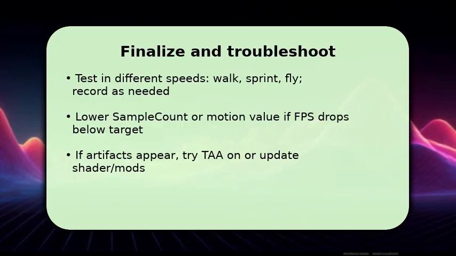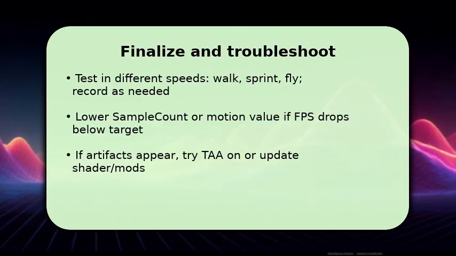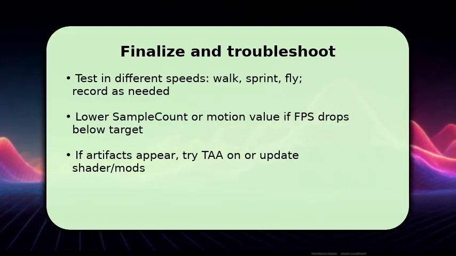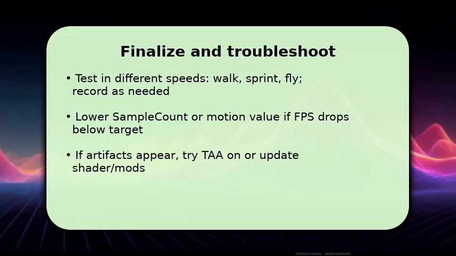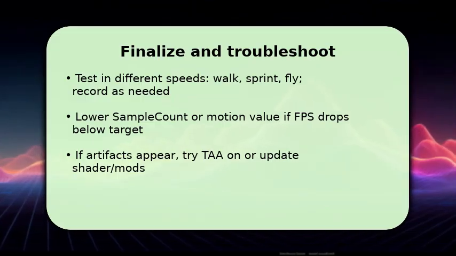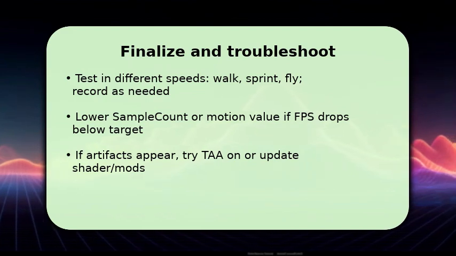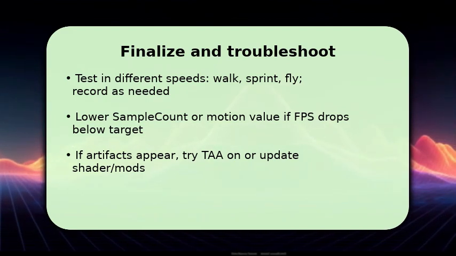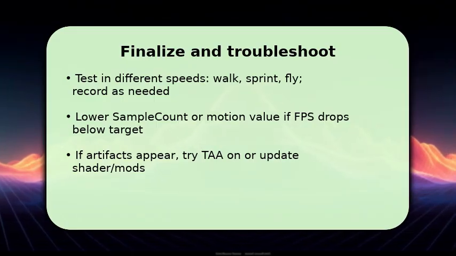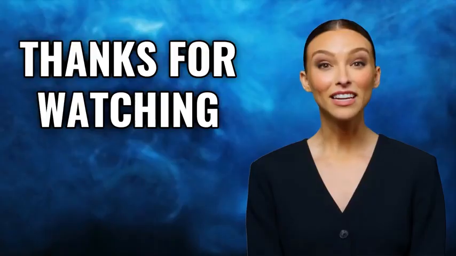If ghosting or smearing appears, enable temporal anti-aliasing or toggle motion blur's parallax options and update the shader or mod to the latest build. One key troubleshooting tip: if artifacts persist, disable conflicting mods or revert to the shader's default settings before retuning.